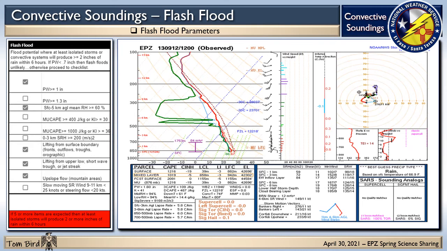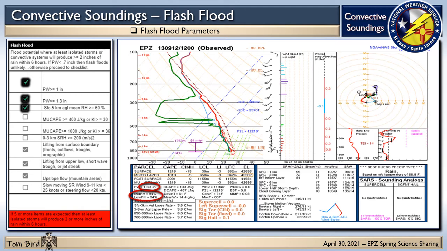So now let's go to flash flood. With flash flood here, again, we pull up the flash flood checklist and we have a sounding here. And so let's compare what we have. So 1.6 PW, so that meets the over 1 and over 1.3 PWs on the checklist. That gives us 2 checks.